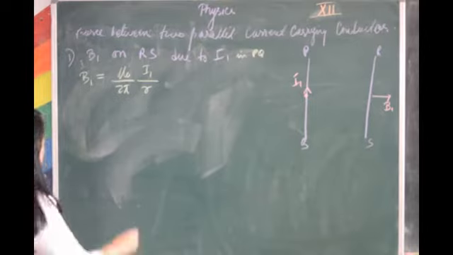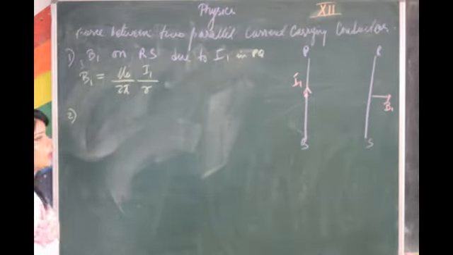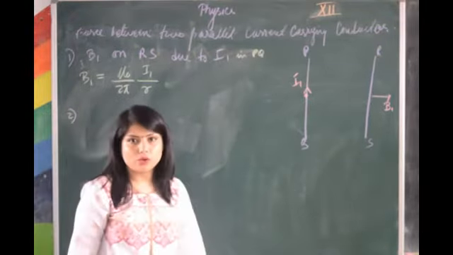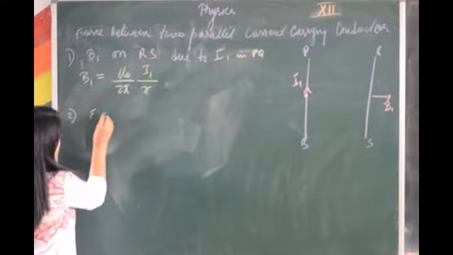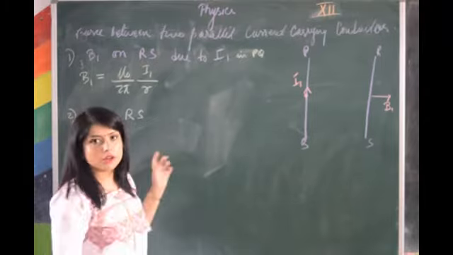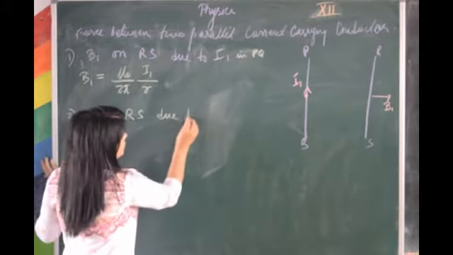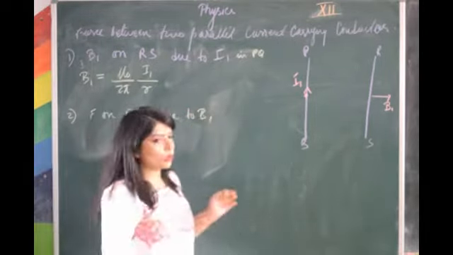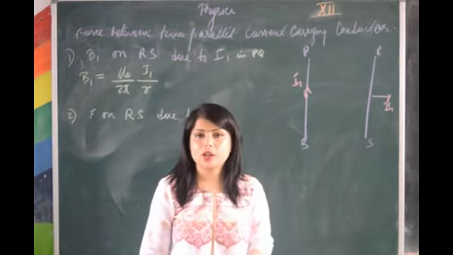This is the first one. Now the second thing. This is a magnetic field. Now force. Force on RS. This is the magnetic field. Now the force on RS due to B1. What will be the amount of force and where will be the direction of force?